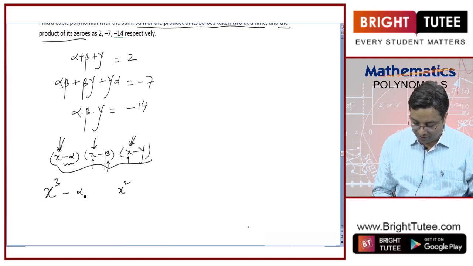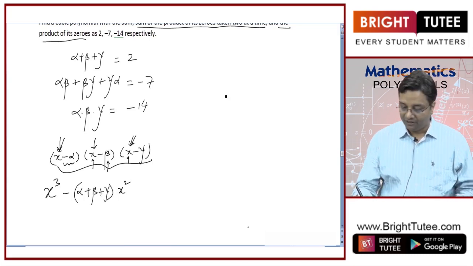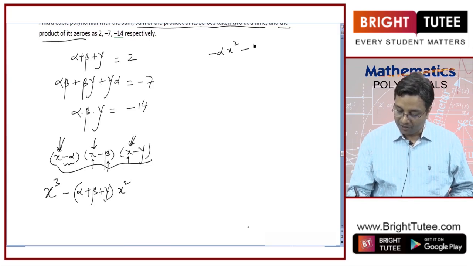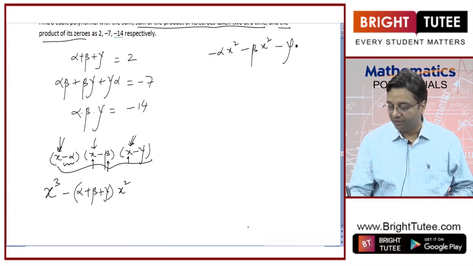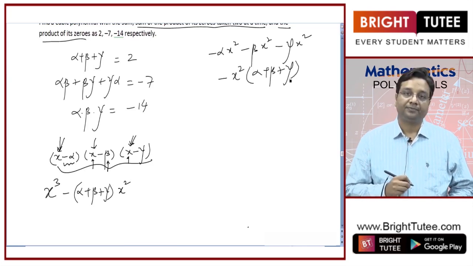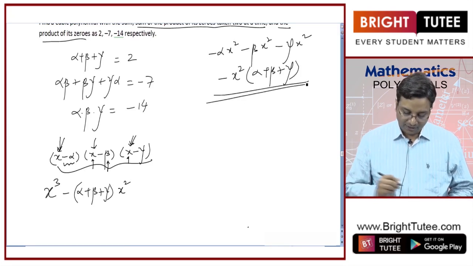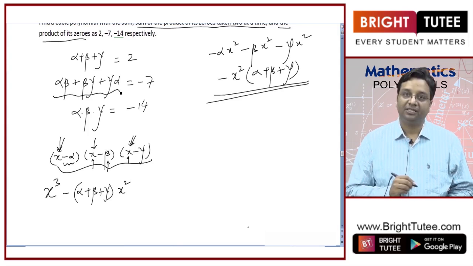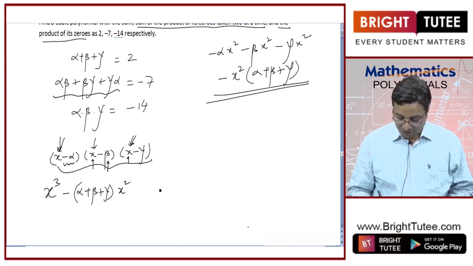So the coefficient of x square will be, what I have done is minus alpha x square minus beta x square minus gamma x square. So I have just taken minus of x square common, alpha plus beta plus gamma, right? And how do we create alpha beta plus beta gamma plus gamma alpha in this? What will be the coefficient of x?